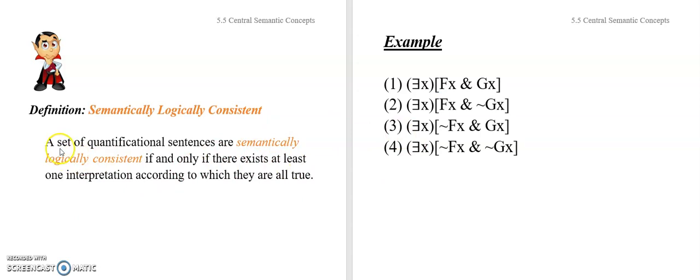So here's an example, right? And we're extending beyond a pair of sentences to think about multiple sentences. And this is a prelude to thinking about whether or not arguments are valid or not, semantically understood. So a set, in this case 4 sentences, are semantically logically consistent if and only if there exists at least one interpretation according to which all of them are true. So first question for you. Do you think all 4 of these are semantically logically consistent? Yes or no? Pause now.